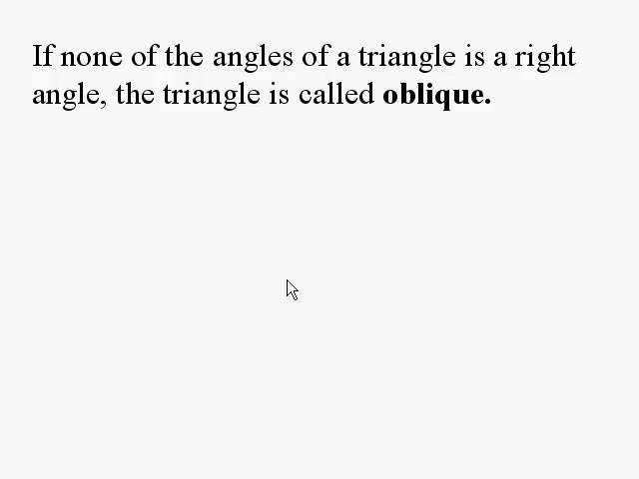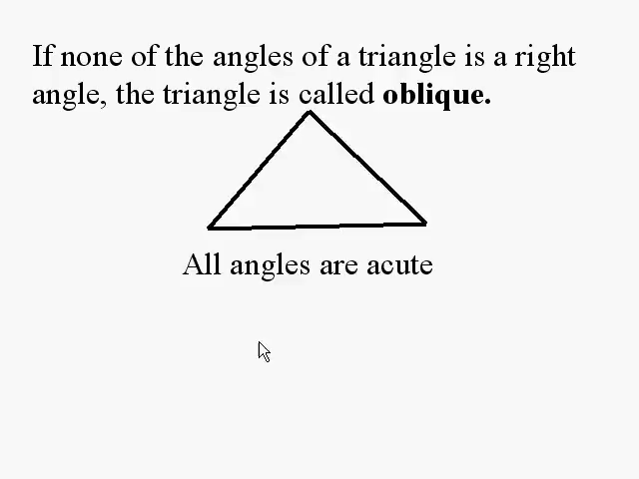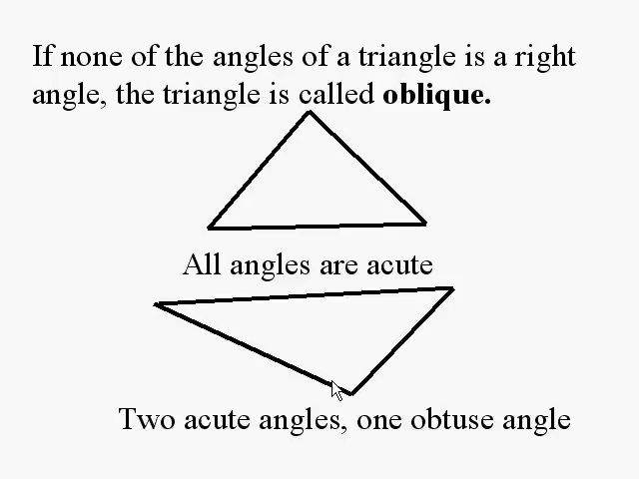We saw how to solve right triangles. How about a triangle that isn't necessarily a right triangle, a triangle that doesn't have a right angle in it? If you don't have right angles anywhere, it's an oblique triangle. It could be an oblique triangle where all the angles are acute, all of them less than 90 degrees, or there would be room for one of the angles to be bigger than 90 degrees. It could be an obtuse angle and two acute angles.